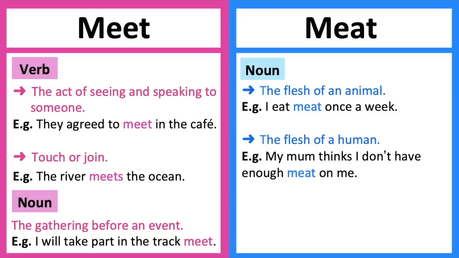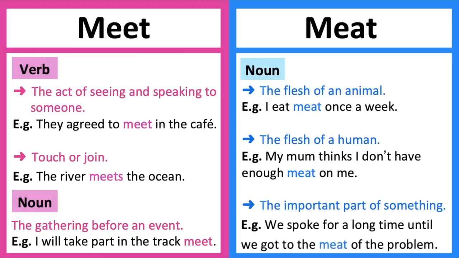Another common use is to refer to the meat of a conversation or story. This is the most important part of something. For example, we spoke for a long time until we got to the meat of the problem.